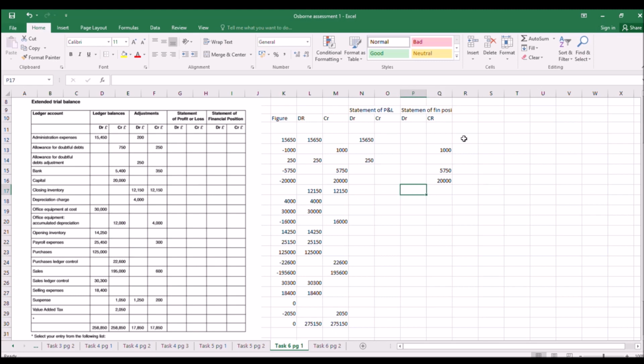Their closing inventory. So the closing inventory, the credit goes to the profit and loss account because that's a reduction in the expense. The easiest way for us is to do the debit first, which is the asset at the end of the year, and that goes into the balance sheet. The depreciation charge is a debit, and that's in the statement of financial performance for the year in the P&L. The office equipment at cost is the asset, so that goes into the statement of financial position or the balance sheet.